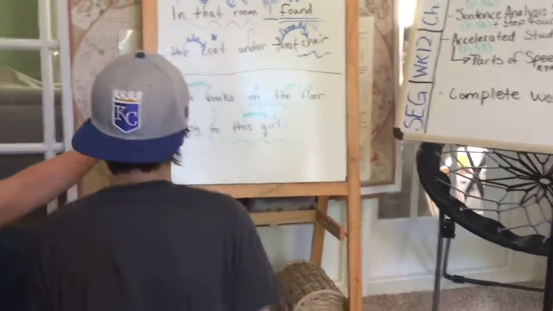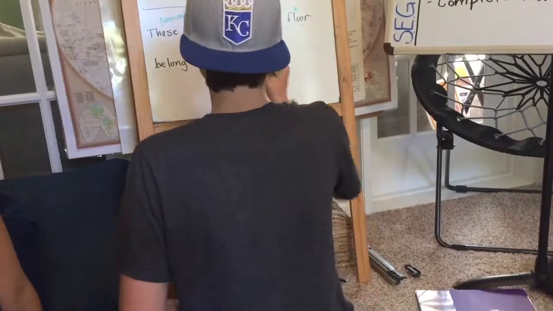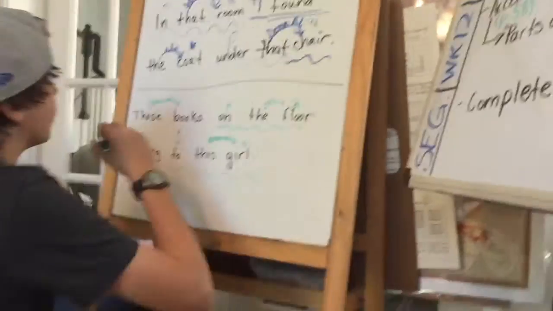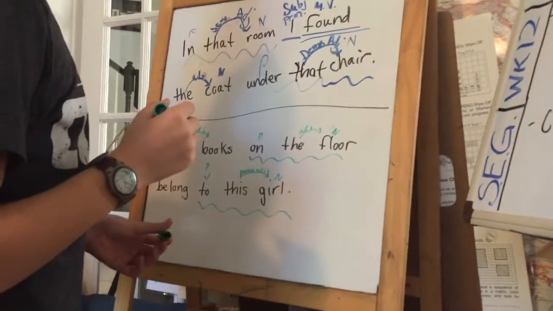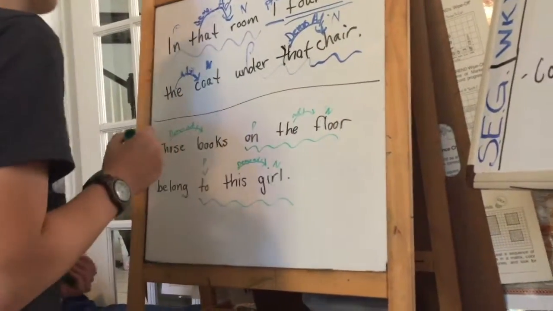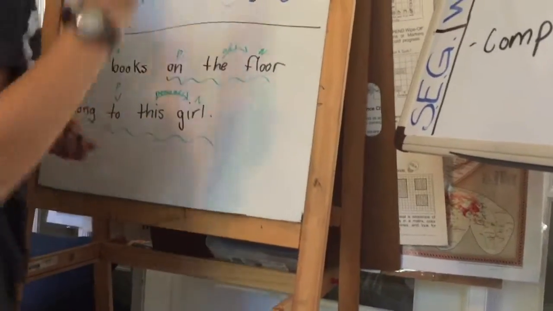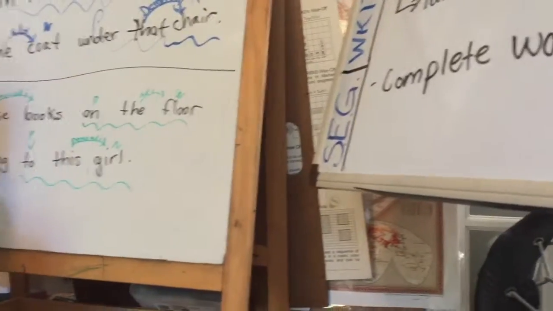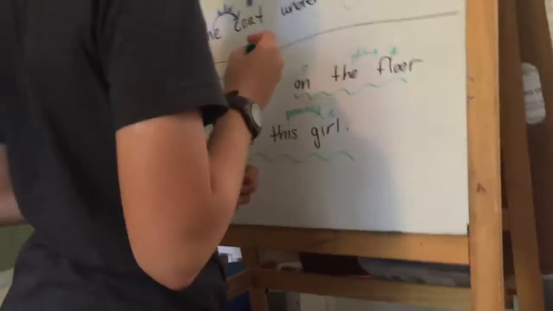Notice the plural adjective goes with the plural noun. So, what's next? Find and label verb phrases. There is no verb phrase in this. No, that's not what it says next. Number 6: find, mark, and label the main verb. Belong is the main verb. And 7 is find, mark, and label the subject. Books. Okay.